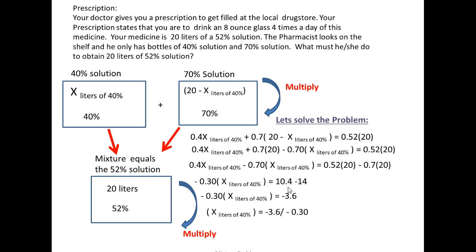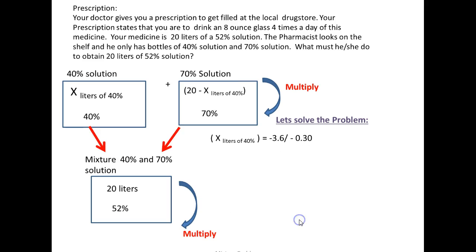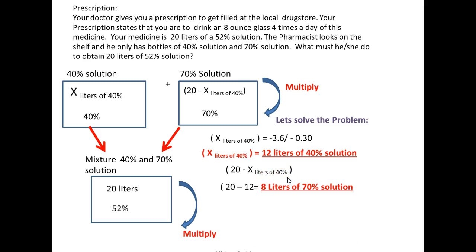And then we divide through by minus 0.3. So we get X is equal to minus 3.6 divided by minus 0.3. And that gives 12 liters of 40% solution. So our X in the first box is equal to 12 liters of the 40% solution. So to make this mixture, we take 12 liters of this 40% solution. Now, how much of the 70% solution do we take? Well, 20 minus X is equal to 20 minus 12, because X is 12 liters. So that leaves 8 liters of the 70% solution.